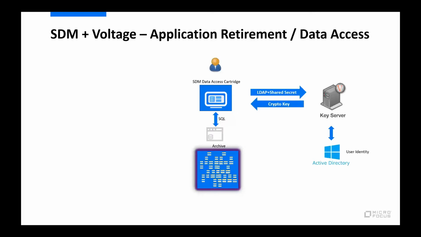If the user has the right identities, the appropriate identities held within Active Directory to be able to see specific data, Voltage Key Server will pass a crypto key back to the data access cartridge, allowing that data access cartridge to then decrypt the data that they've been asking for. If the user does not have the right identity, they will see encrypted data only.